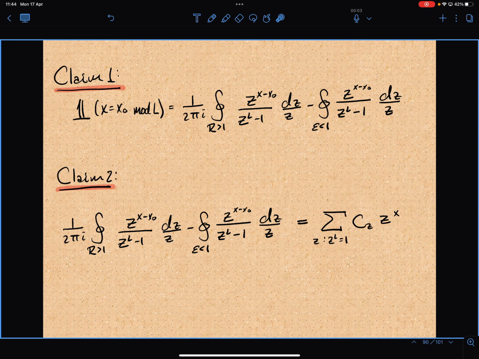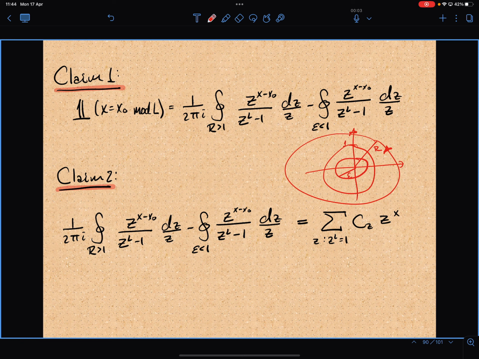And if you're not familiar with contour integrals, these are line integrals in the complex plane. And in here, the contours that I'm taking, the line integrals that I'm taking, are going to be two circles. One has radius bigger than 1, and the line integral is counterclockwise. And another one, of radius epsilon, is also counterclockwise and has radius less than 1. So these are going to be line integrals in the complex plane.